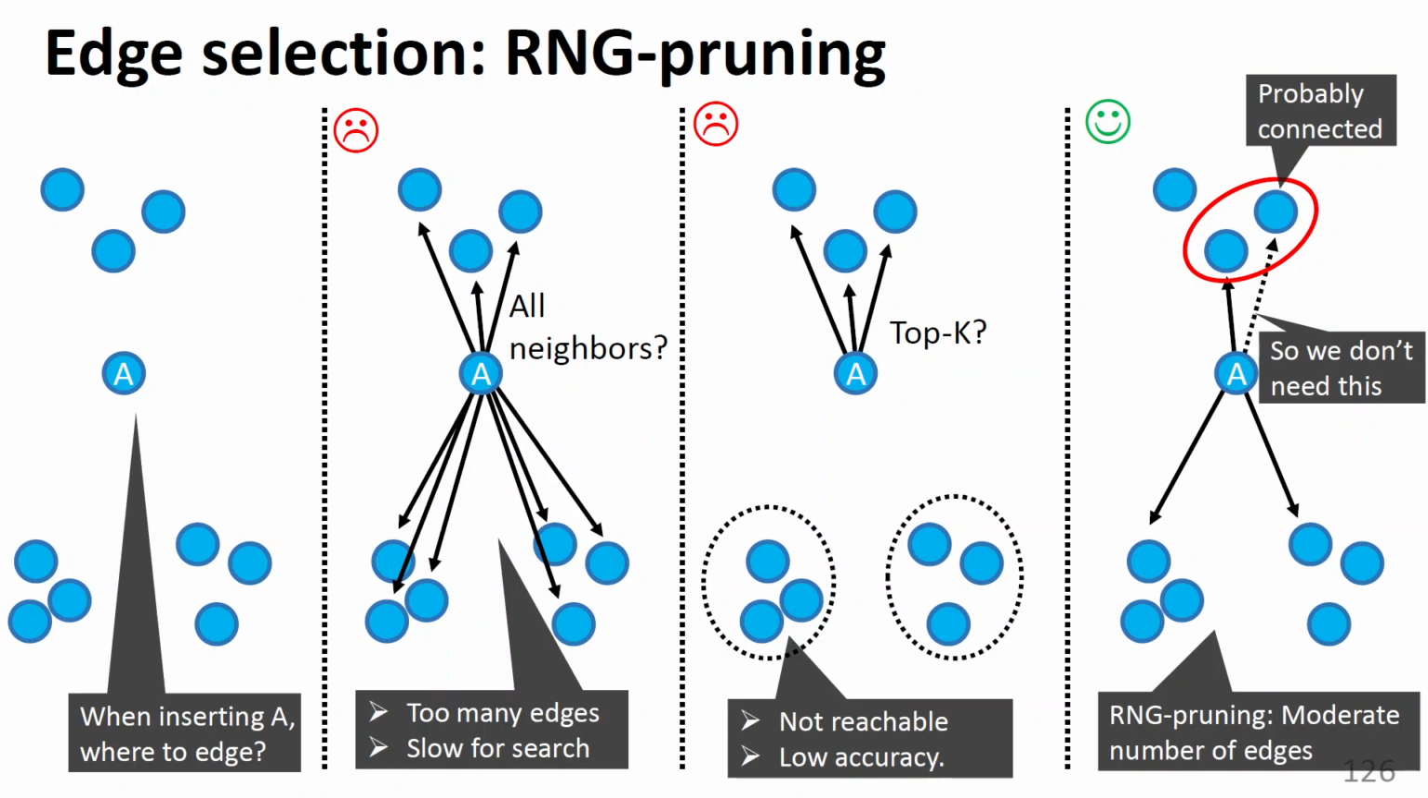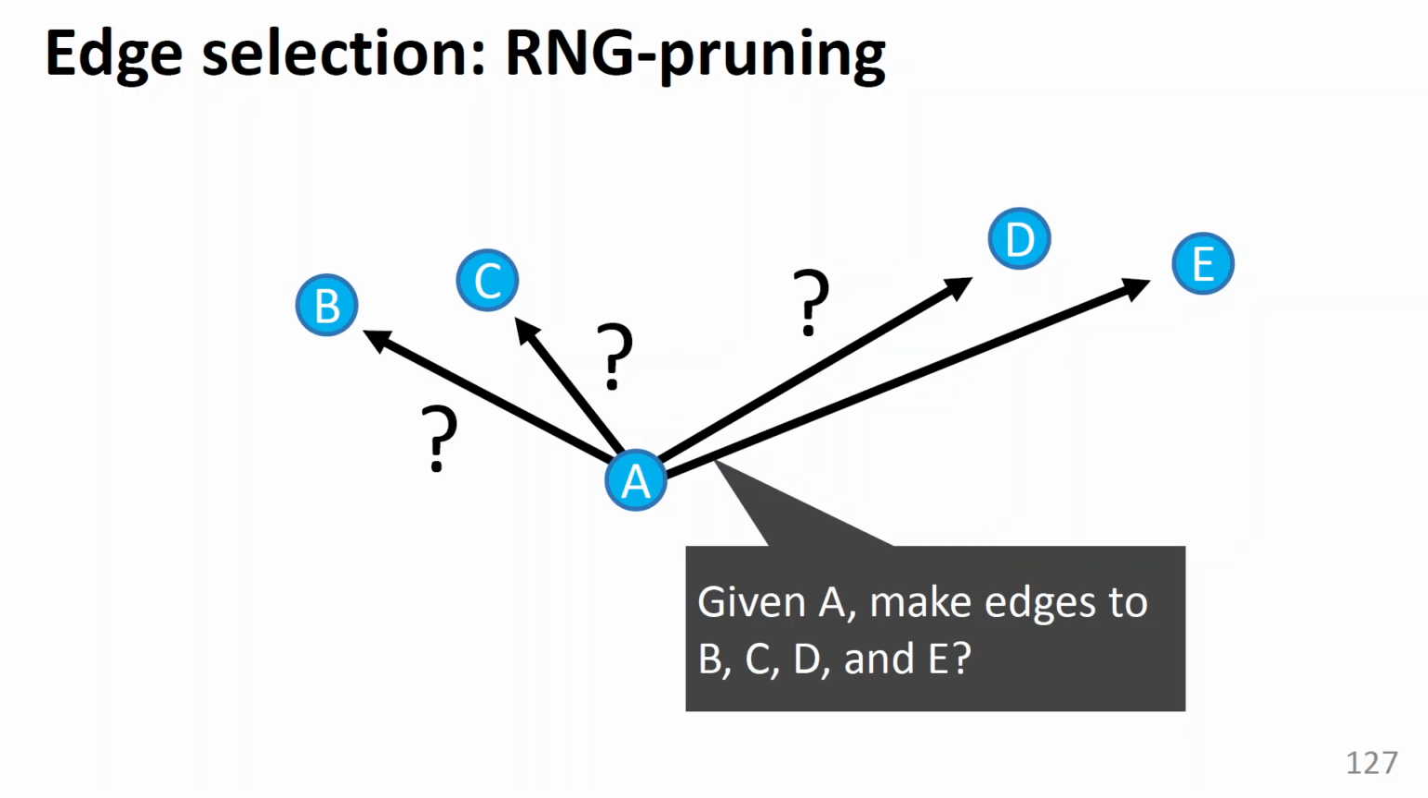So that's why we introduce the RNG pruning. RNG pruning tries to create a moderate number of edges, not too many, but not too few. Like this, you will have some connections to the top region and some connections to the bottom region. So here is the idea. What is the RNG pruning? How do they do it?